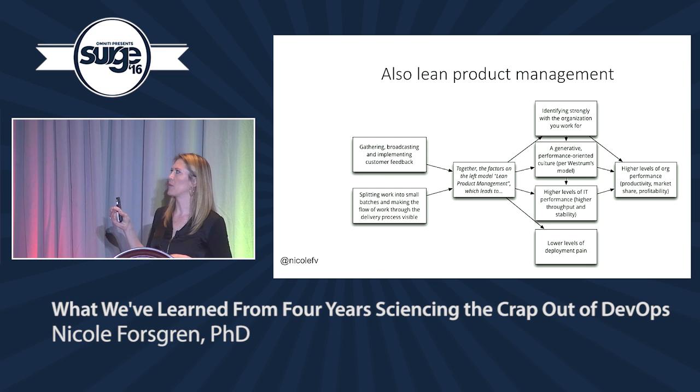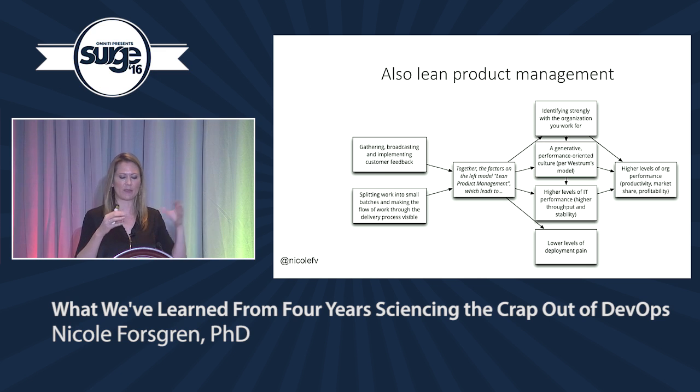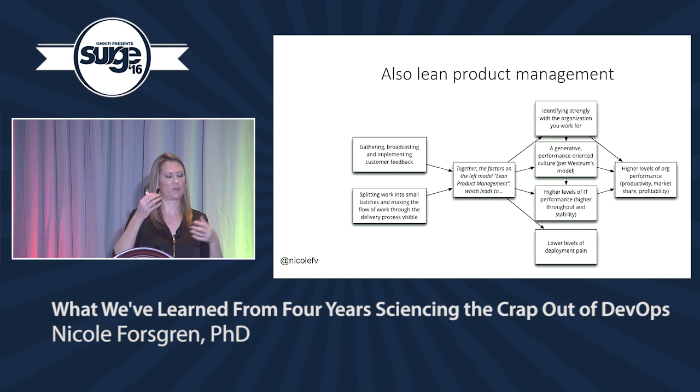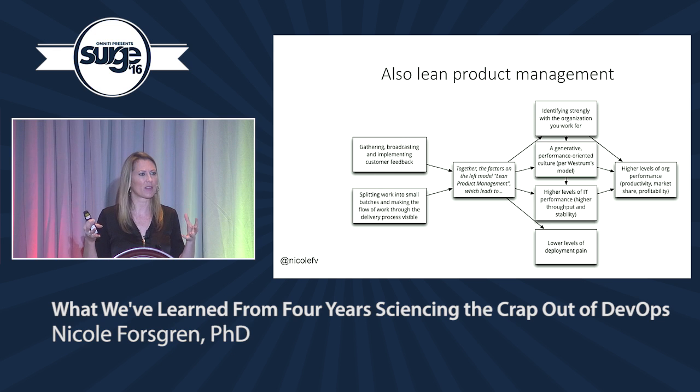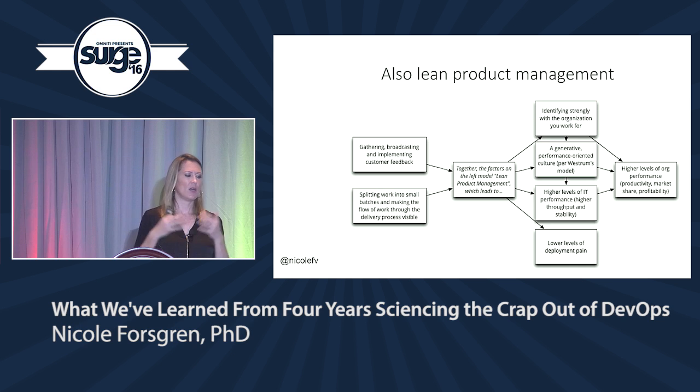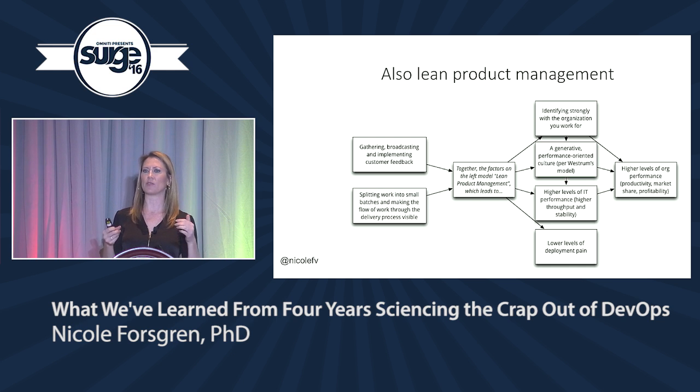And then this lean product management, we call it lean product management because these things all kind of together predict, again, identifying strongly with the org you work for. Because again, now that I know why I'm doing the work that I'm doing, I'm more bought in. I want to do the work. I want to be with this organization. It predicts a stronger culture, predicts higher levels of IT perf, and it again reduces the deployment pain.